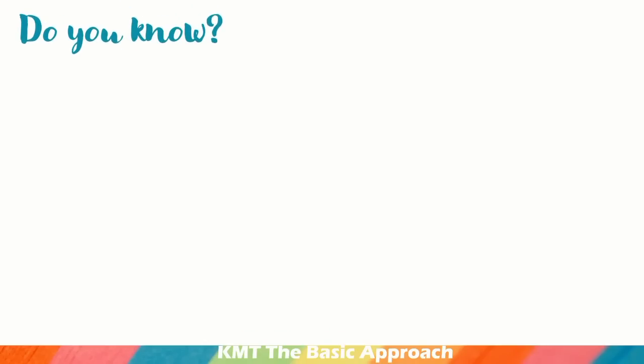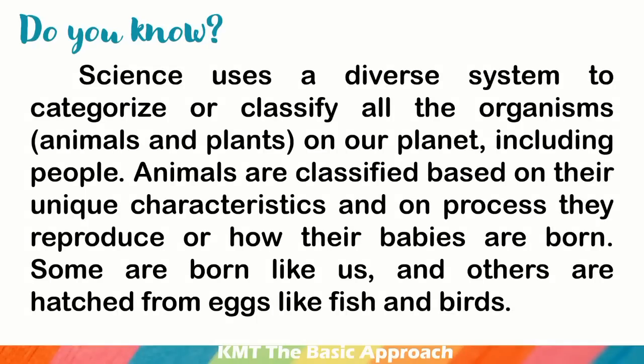Do you know? Science uses a diverse system to categorize or classify all the organisms like animals and plants on our planet, including people. Animals are classified based on their unique characteristics and on the process they reproduce or how their babies are born. Some are born like us, and others are hatched from eggs like fish and birds.